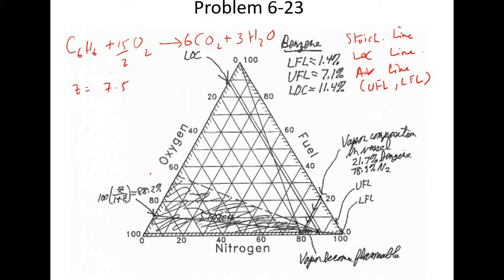And what should I do to find this? This is how I do the stoichiometric line: Z over 1 plus Z, multiplied by 100. If you do this, 7.5 over 8.5 multiplied by 100, it will be equal to 88.2%. So if you go on the oxygen line to 88.2%, and then go to the 0, you'll have a line that goes like that.